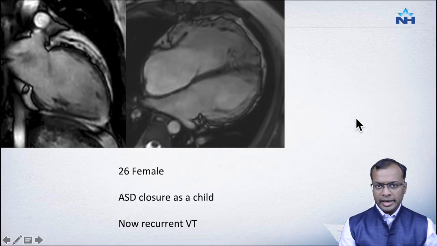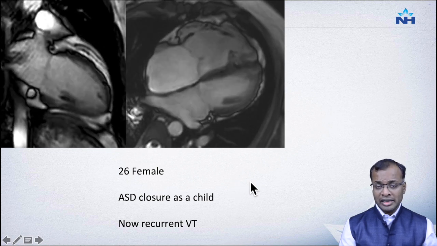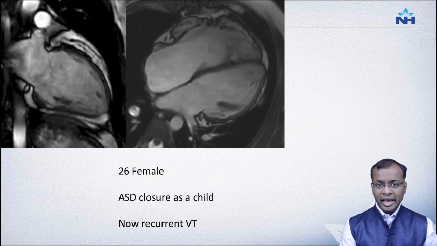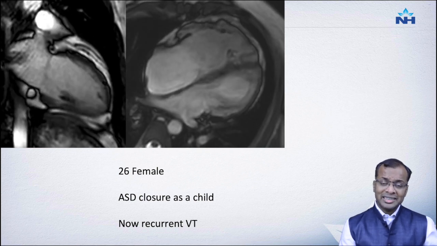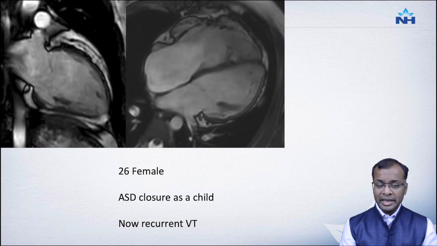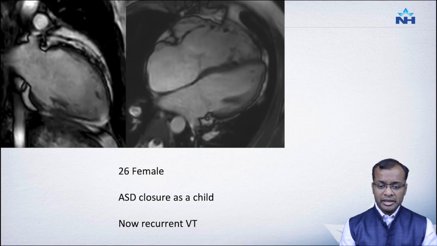Let's look at another case here. This is a 26-year-old female who had an ASD closed as a child and now has presented with recurrent VT. Echo showed RA-RV were dilated and they were worried that the ASD closure was too late and pulmonary hypertension has set in. And we've done a cardiac MR in this patient.